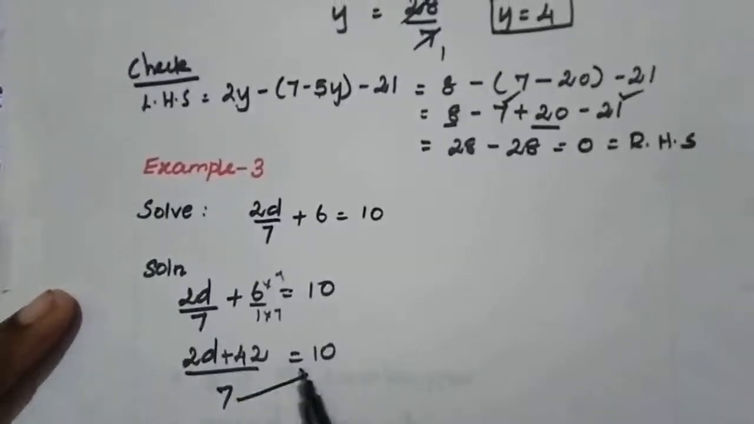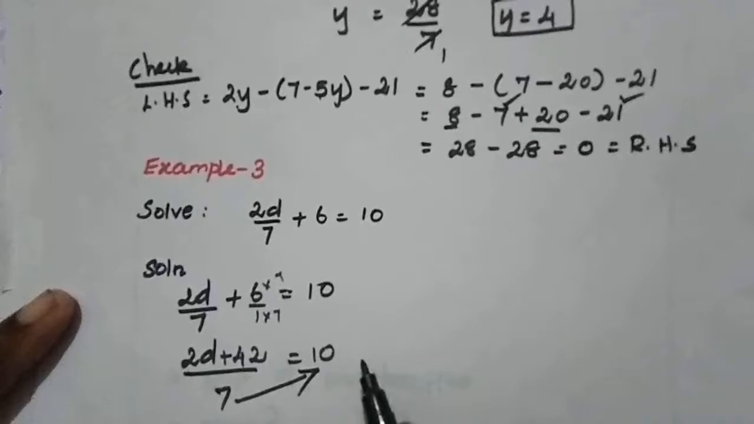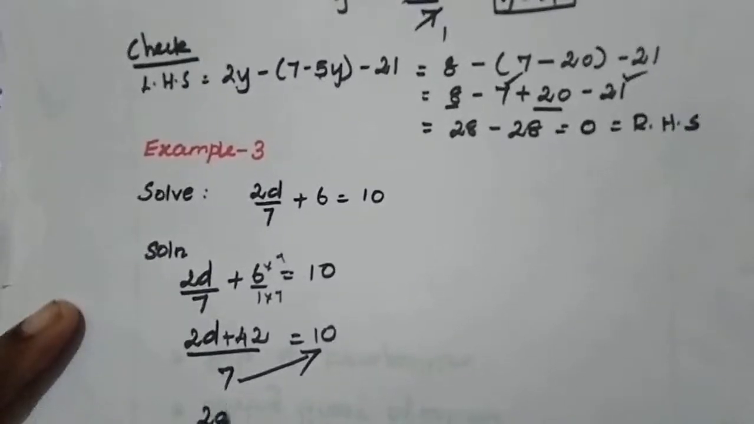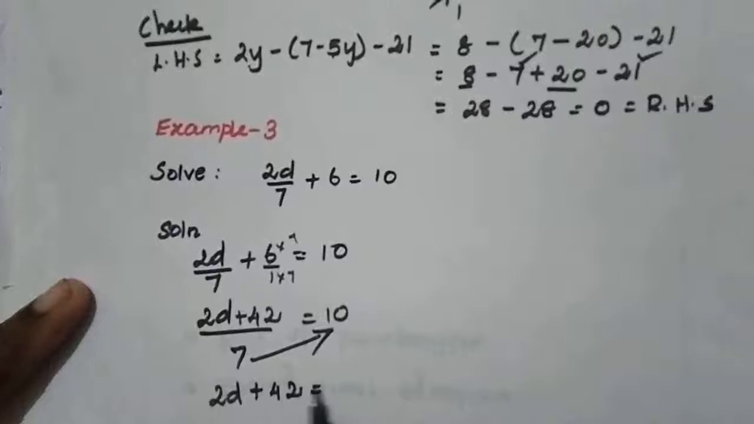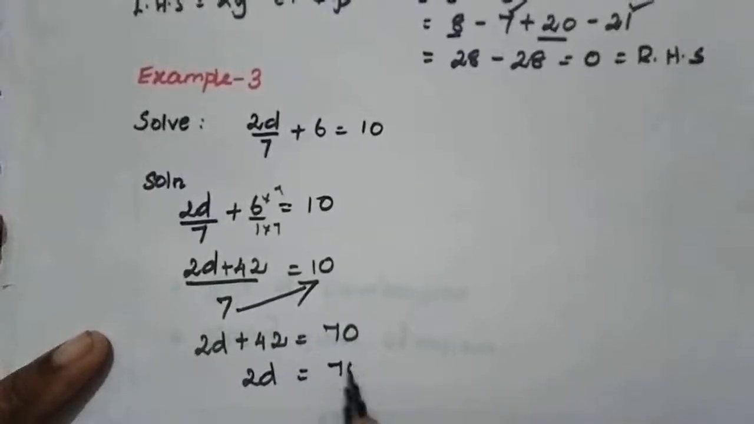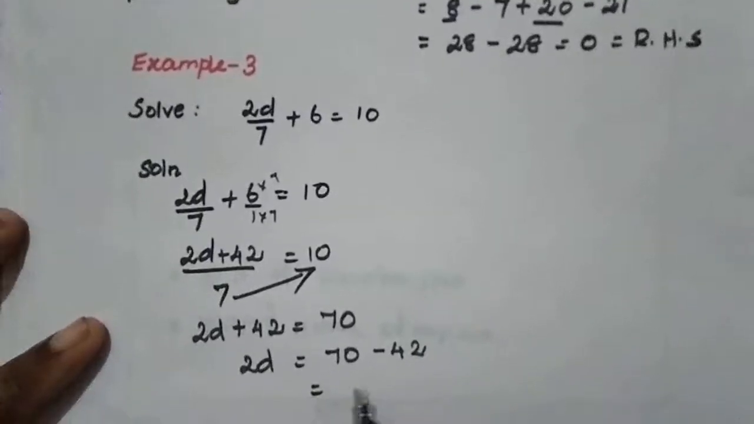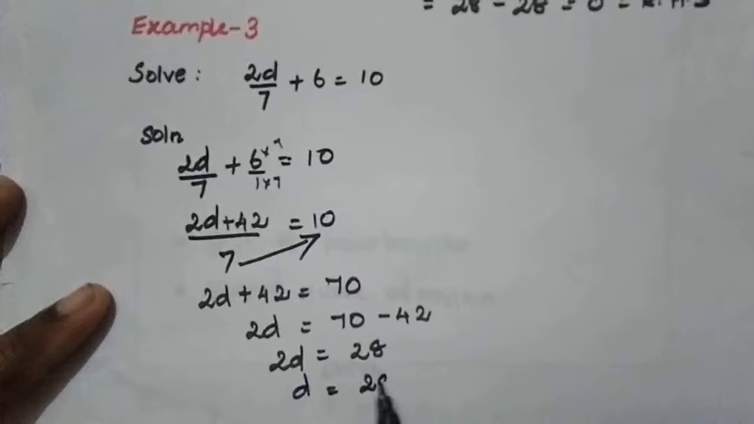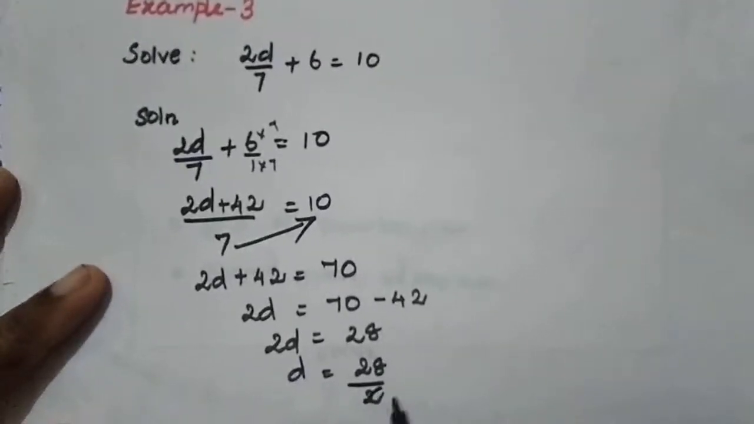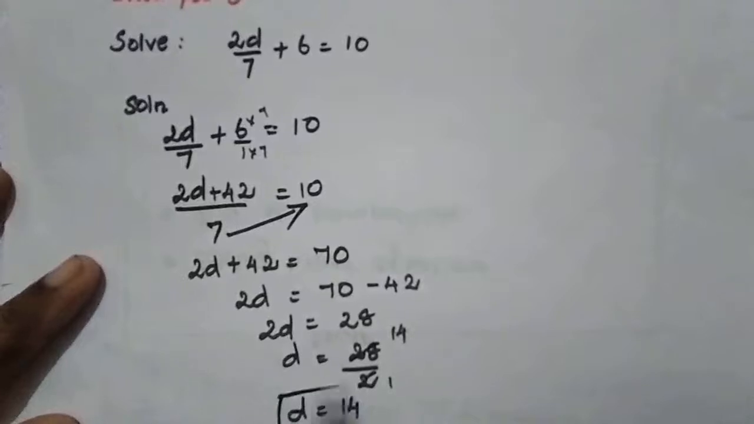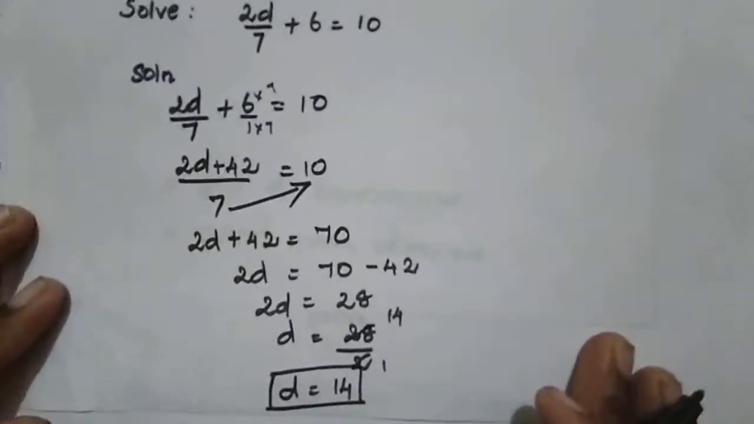Now we can cross multiply this one to that side, or we have to transpose the number 7 to that side. When it is in division, when it goes to that side, it becomes multiplication. Yes. 2d plus 42 is equal to 10 into 7 is 70. So 2d is equal to 70. This plus 42, it becomes minus 42. What's the value of 70 minus 42? Yes, 28. The value of d is equal to 28 divided by 2. 1 2 is 2, 14 2s are 28. So the value of d is equal to 14. Can you understand? Yes.